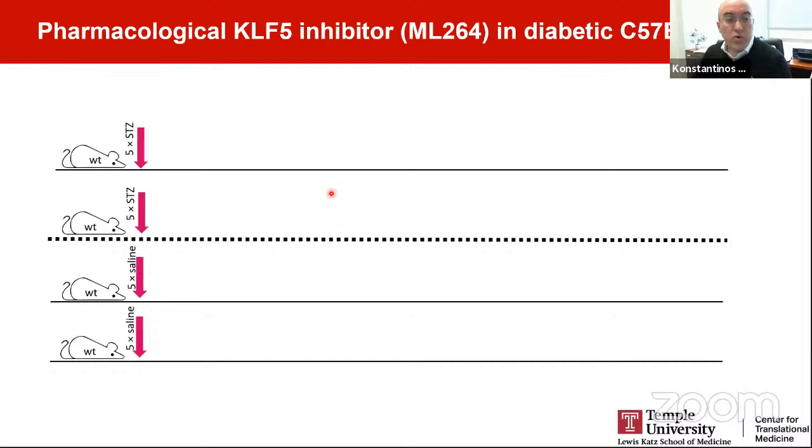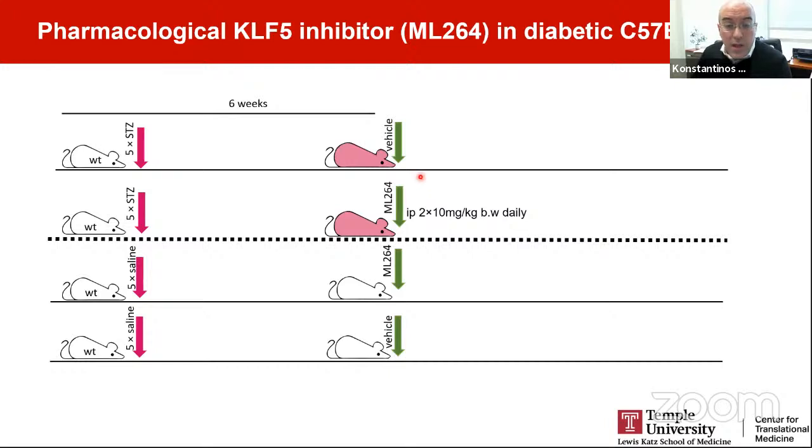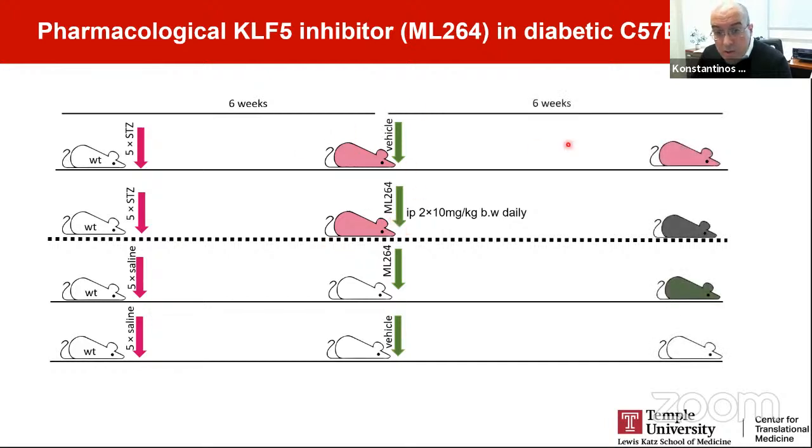The first approach was to use wild-type mice and induce diabetes with streptozotocin injection, and then treat the diabetic mice with either a vehicle or a KLF5 inhibitor. And 6 weeks later, we assessed cardiac function in these mice. So the experiment was that we induced diabetes. We waited for 6 weeks until the mice had already developed cardiac dysfunction, and then we treated the mice with the KLF5 inhibitor.